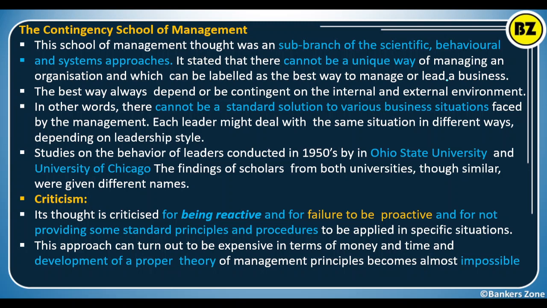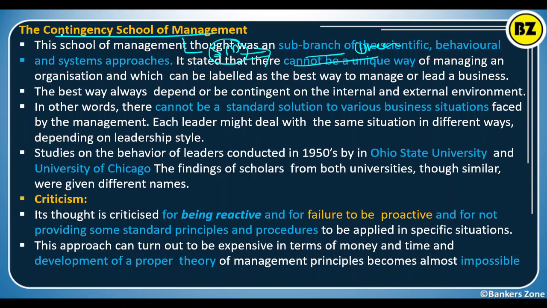So according to this, the school of management is a sub-branch of scientific management, behavioral management, or even systems management. The first thing to remember is that the contingency school of management is a sub-branch of scientific management. Simple, got it? According to this thought process, you cannot say that there is only one way to manage the organization. You cannot say that.